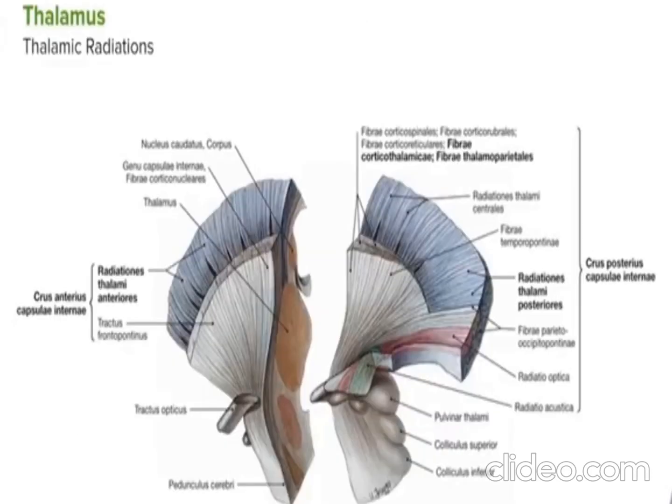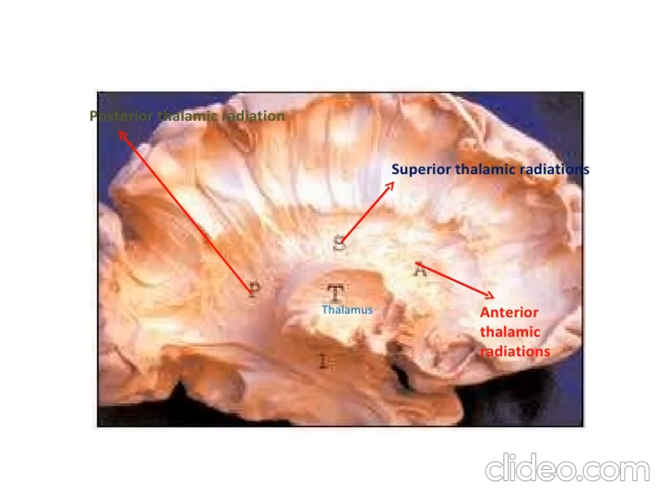The next one is thalamic radiation. Thalamic radiation is a collection of nerve fibers which connect the thalamus with the cerebral cortex. Now this is divided into 4 groups. They are the superior thalamic radiation, anterior thalamic radiation, inferior thalamic radiation and posterior thalamic radiation. In this diagram you can see the 4 thalamic radiations.